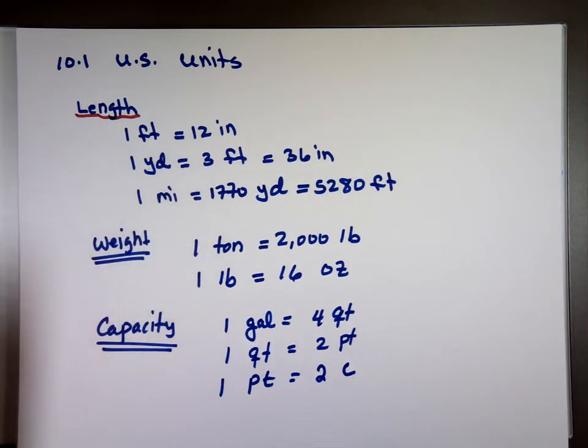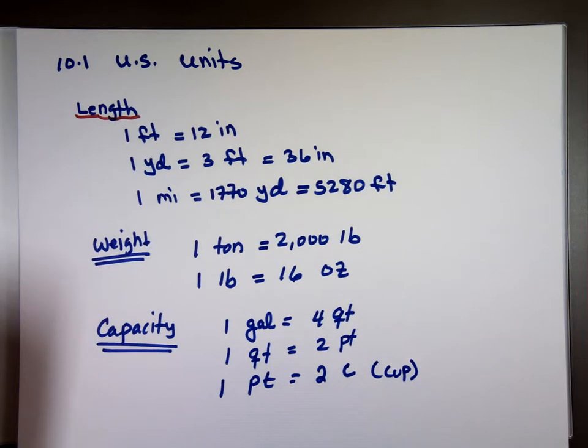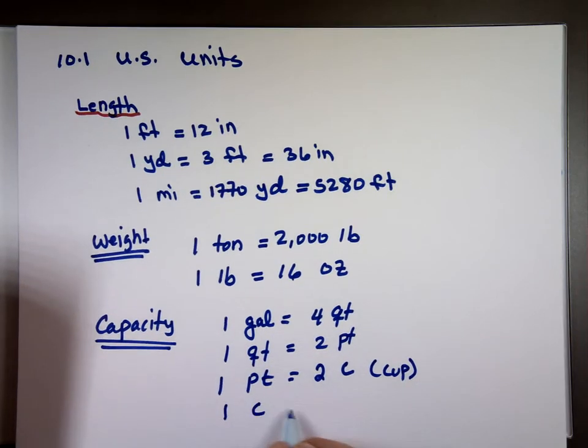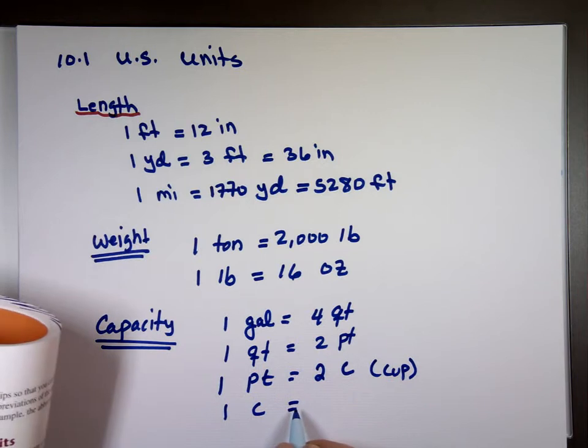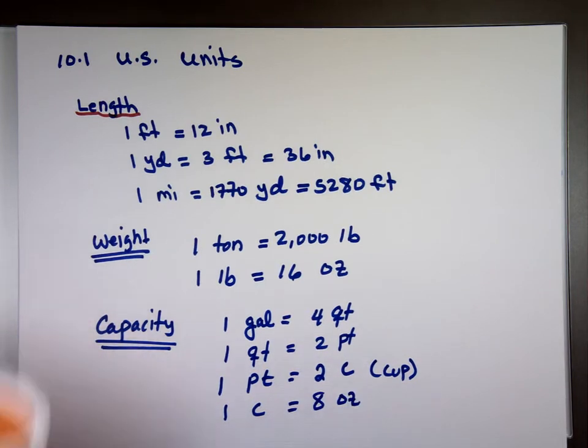C for cups, so this is cups here. And what's 1 cup? How many ounces in a cup? 8. So a gallon is 4 quarts. A quart is 2 pints. A pint is 2 cups. A cup is 8 ounces.